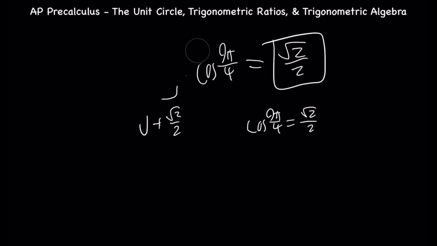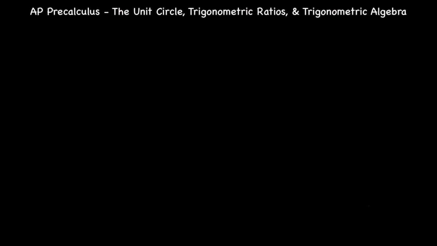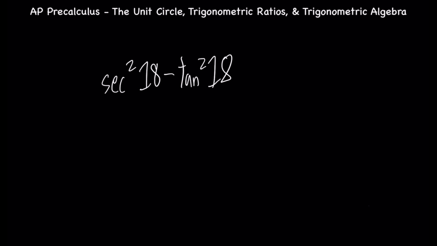Now let's try something a bit difficult. Let's take the big leap now. Say you have secant squared 18 minus tangent squared 18. It's all fun and games until we see squared in the trigs. But let me tell you where this comes from. So you may recall the Pythagorean theorem, which says that x squared plus y squared equals r squared, or just 1. So that's kind of where we get our thing here.